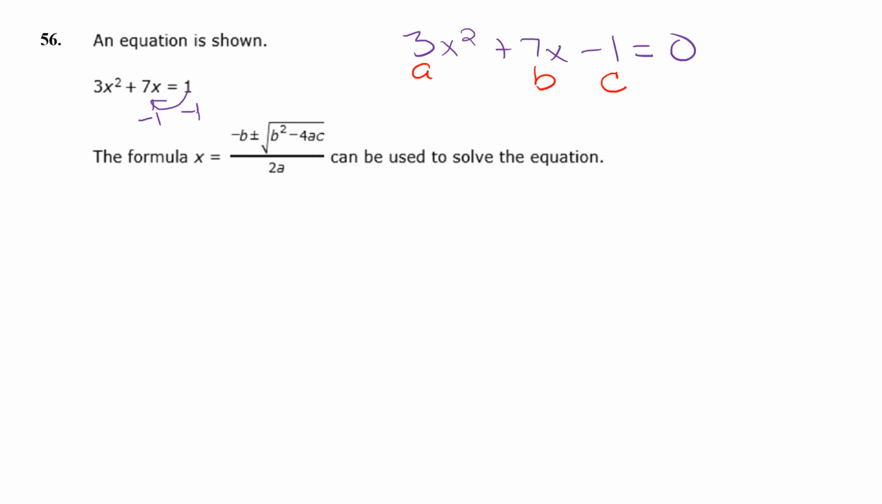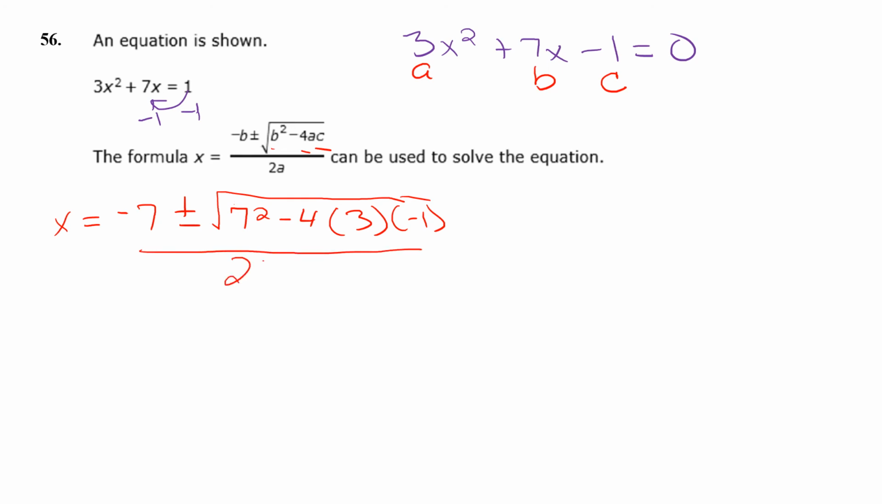So I'm just going to take this information and plug it in. X is equal to negative b, so that will be negative 7, my b is 7, plus or minus the square root of b squared, so that would be 7 squared minus 4 times a is 3, and c is negative 1, all over 2 times a is 3. So from this point I simplify.